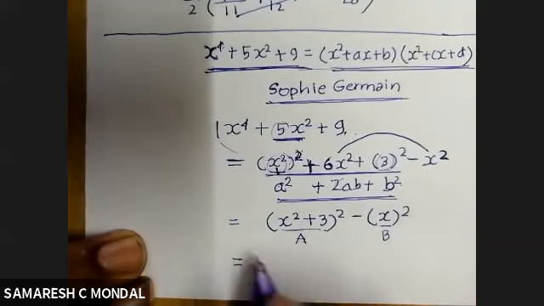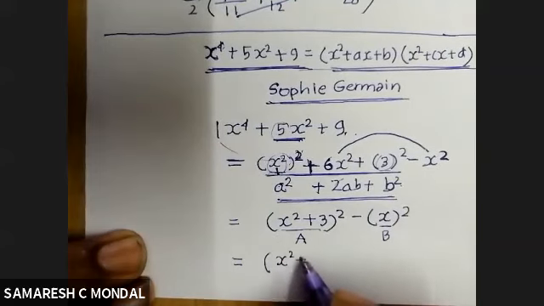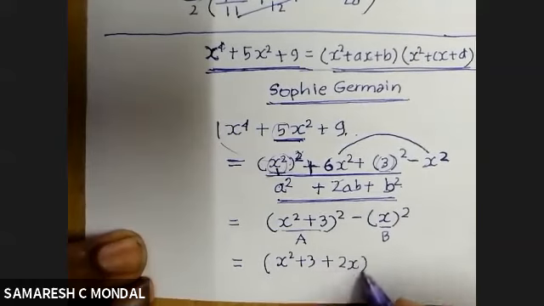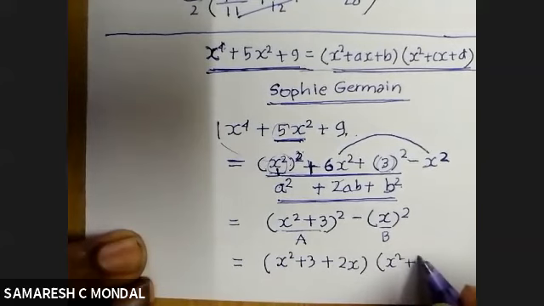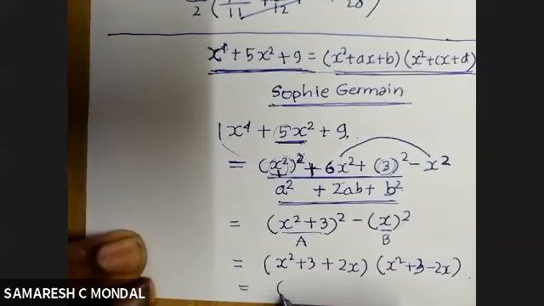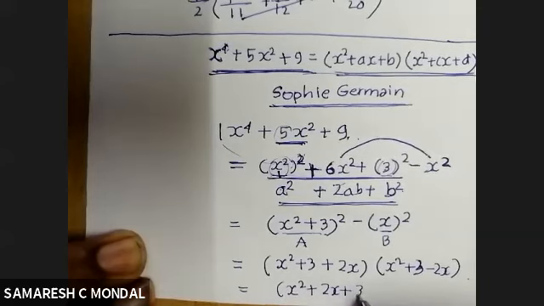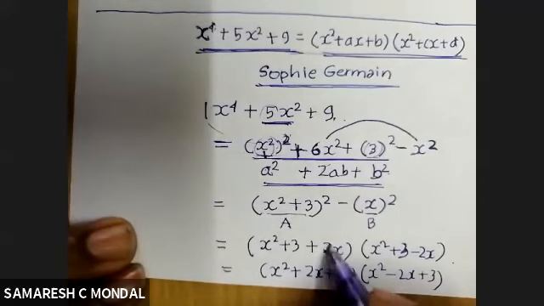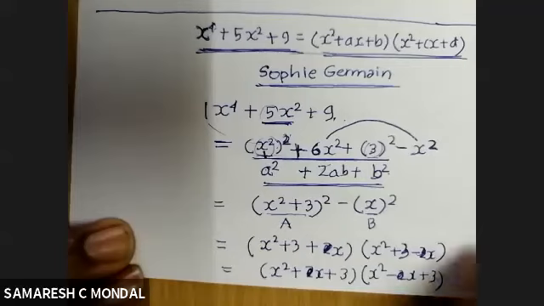A plus b into a minus b, or a minus b into a plus b, but I'll prefer to write plus first. Into x square plus 3 minus x. So you get x square plus x plus 3 into x square minus x plus 3. Not 2x, sorry. That's a printing mistake.